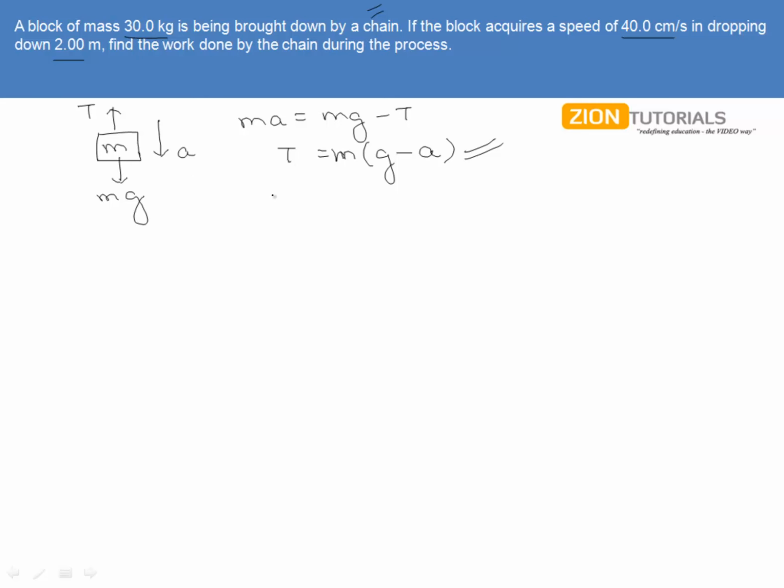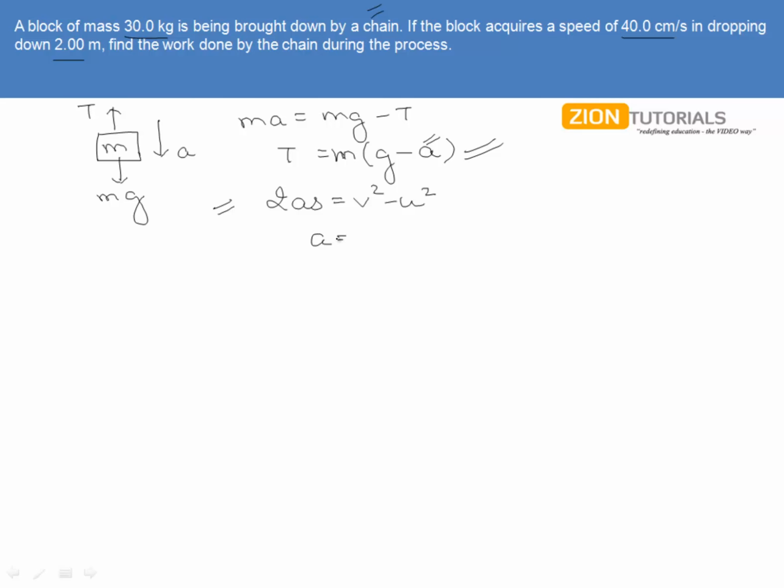Now we can employ the third equation of motion to find this acceleration, because this a is actually unknown, and obviously we will be requiring all the known terms in the expression. So employing the third equation, 2as equals v square minus u square. And why did we apply this only? Because there is no variable of time over here.